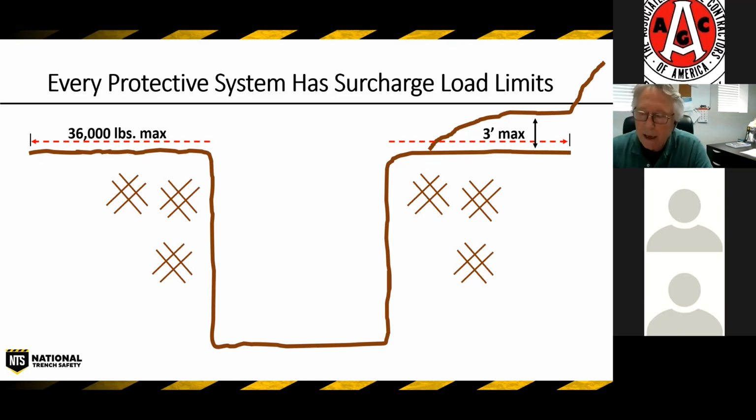While we're talking about this spoil pile, let me point out that the spoil pile cannot be any closer than 2 feet from the lip. Now, that is not because of surcharge loading. That is for roll-off protection. We don't want any soil to end up coming down into the excavation, so we are required to keep it back. OSHA's limit is 2 feet. Some companies have 3 or 4 feet distance requirements.